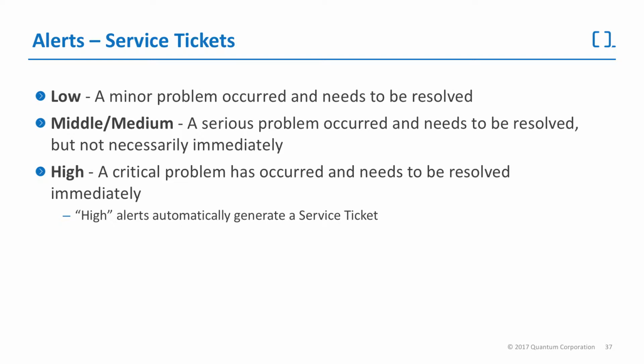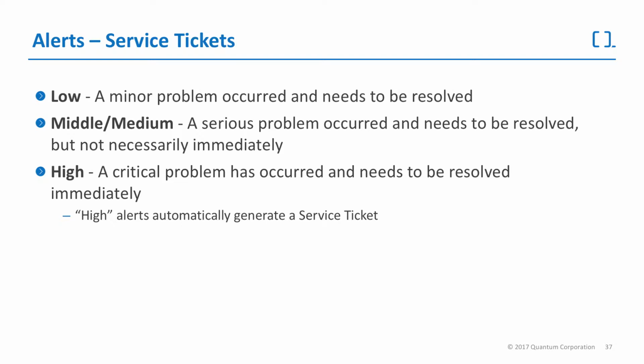Middle or medium tickets mean that a serious problem occurred and needs to be resolved, but not necessarily immediately. At this level of severity, the operation and performance of the DXi may be degraded. Finally, a high ticket indicates that a critical problem has occurred and needs to be resolved immediately. The operation and performance of the DXi are degraded, and the risk of system failure is imminent. High alerts automatically generate a service ticket.